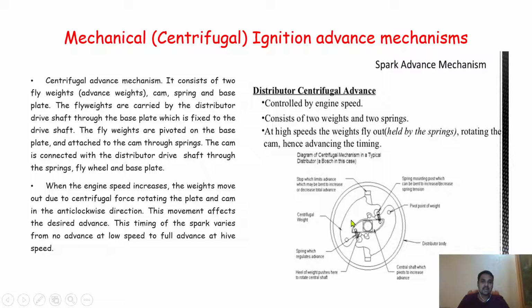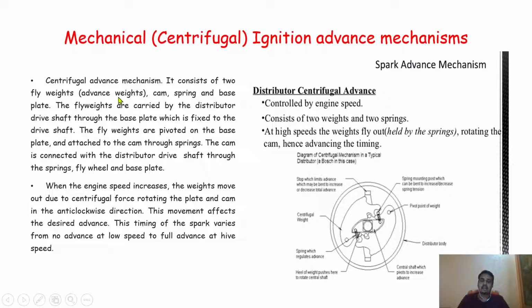As they move away, the stop will operate, and as the stop operates, the mechanism is forced to act and is able to advance the timing of the spark. This is what is called the mechanical or centrifugal ignition advance mechanism. We will see one video in which you will get more understanding. Okay, so the centrifugal advance mechanism consists of two flyweights, as we just discussed.